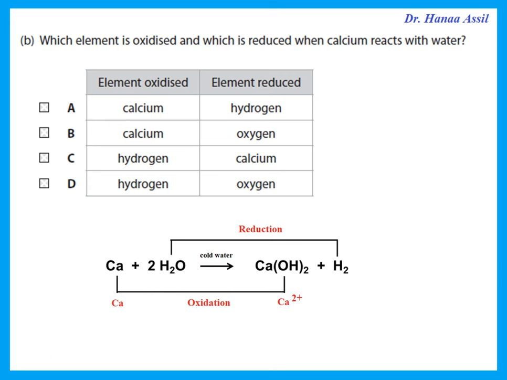Now, hydrogen in water changes from H2O to H2. That is loss of oxygen. That is reduction. So the element that is reduced is hydrogen.